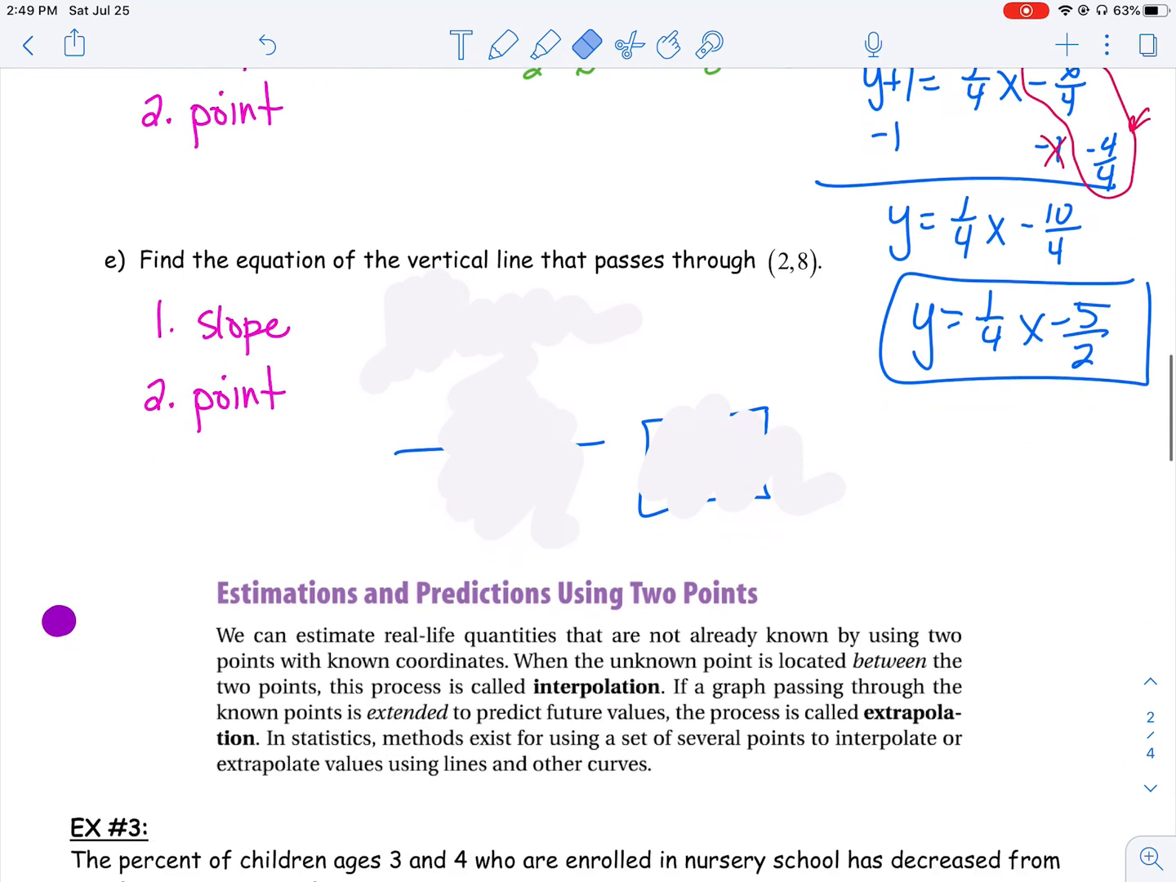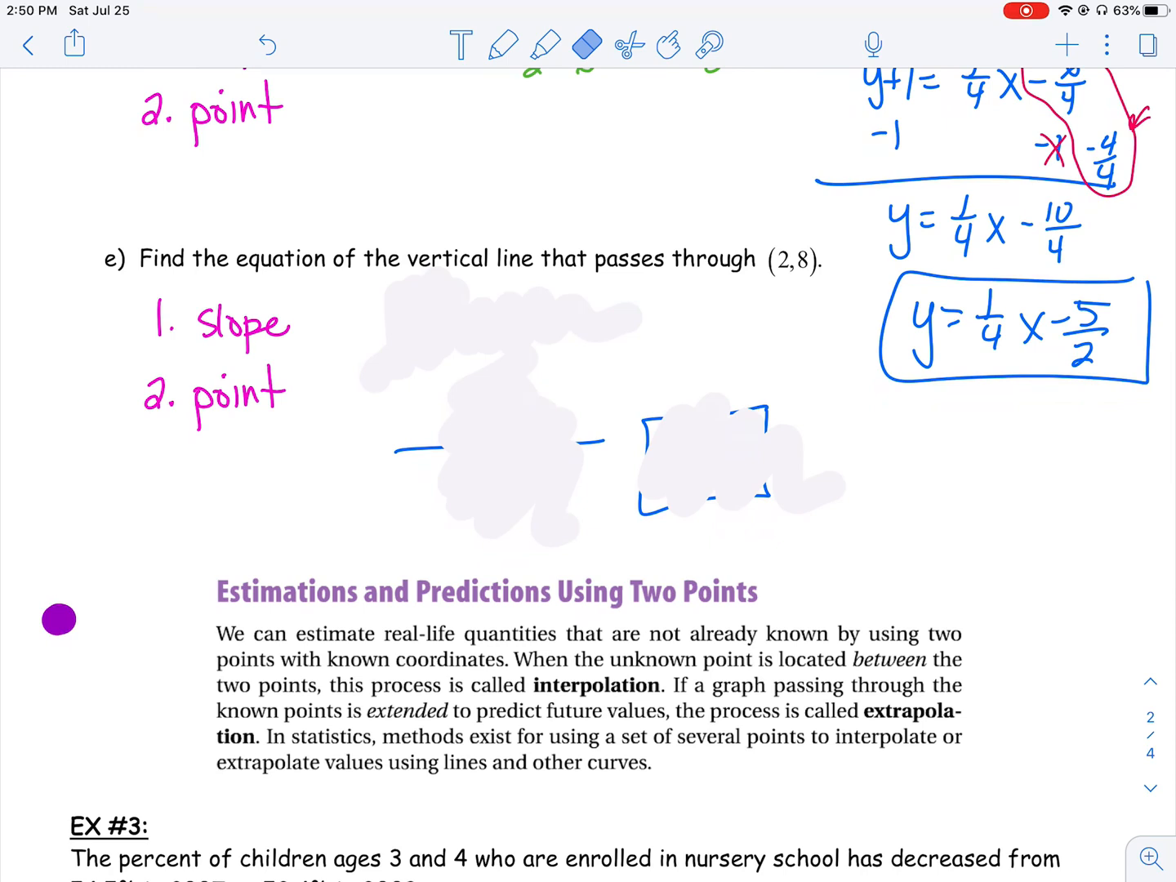Okay, last one. E says find the equation of a vertical line that passes through the point 2, 8. They give us a point on this one, 2, 8, but I don't know if it gave us a slope, did it? It doesn't give us another point. All it says is that this line is going to be vertical.